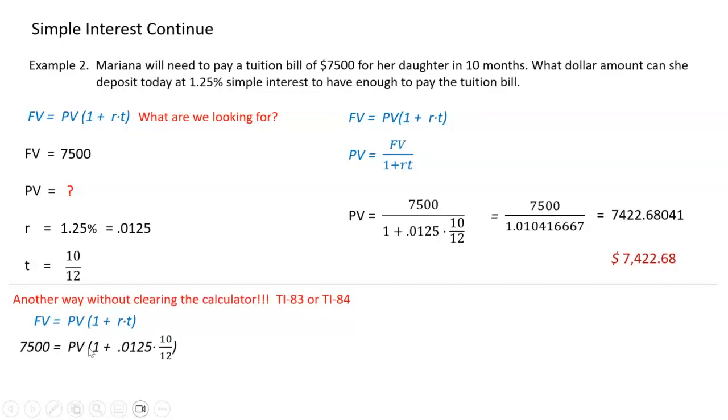Okay, I'm going to enter it just the way it is right here. I'm going to enter parentheses 1 plus 0.0125 times 10 divided by 12. If you do that in your calculator, guys, this is the result.